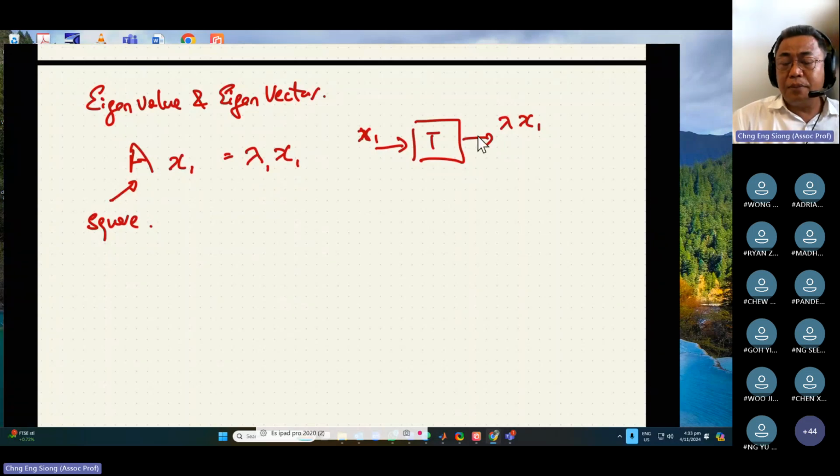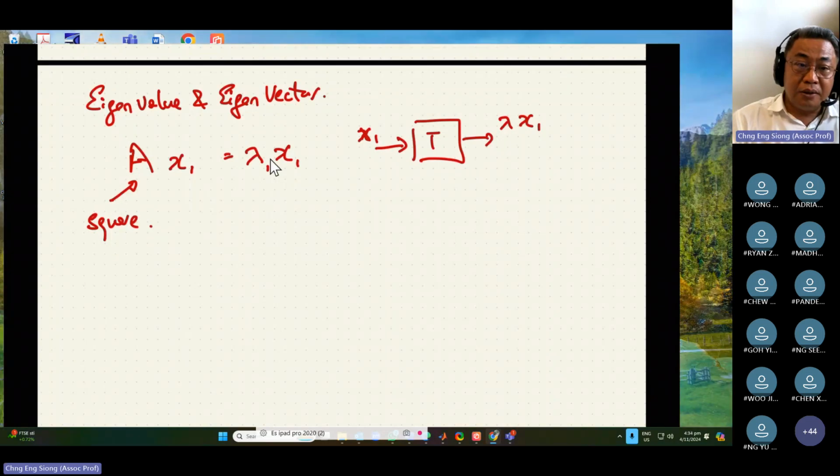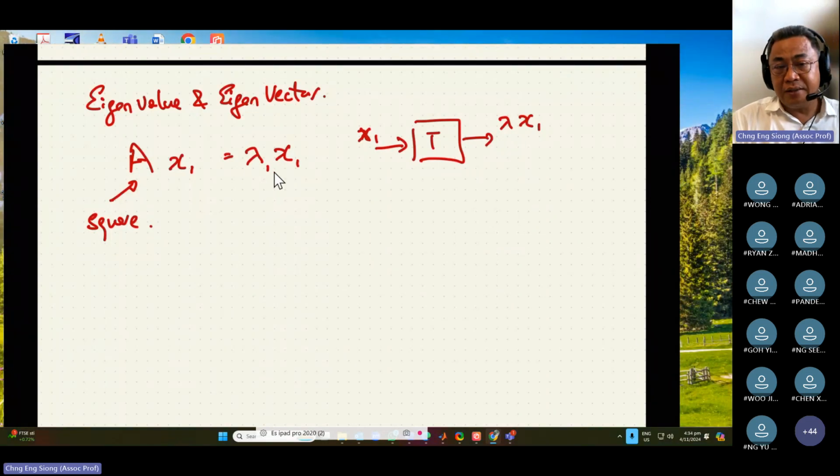And then you say, what's so special about it? This is very special because typically when you throw a vector into a transformation, A times x is the transformation of x, then the direction of x changes. So if this behavior exists, this is a very special kind of change. And I'll give you an example.